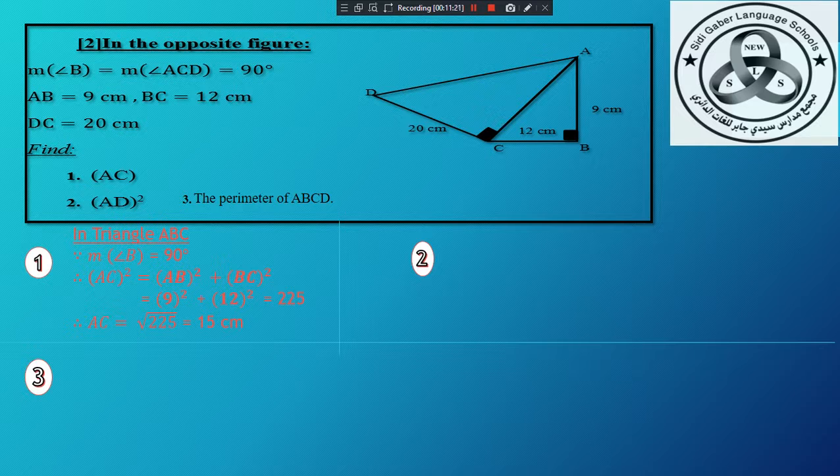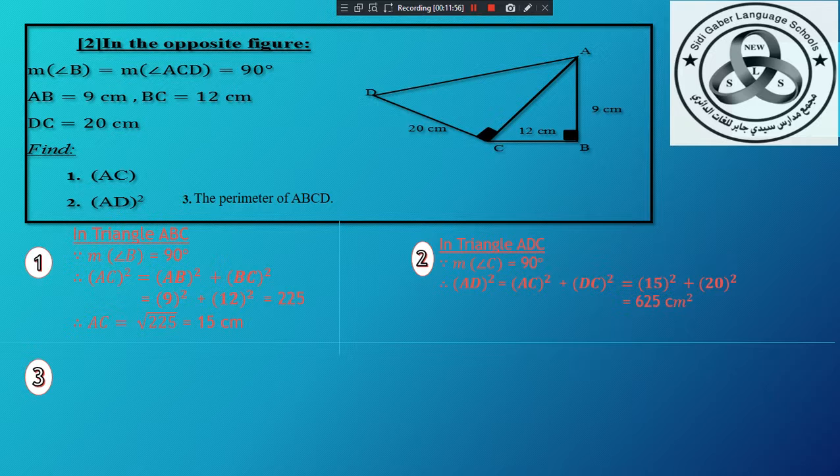You get it? Okay. Go to the next required. He asked me to get AD power 2. AD power 2 lies in the triangle ACD, and its name is the hypotenuse of the triangle. So we can start the same way. Since measure of angle C equals 90, therefore AD power 2 equals AC power 2 plus DC power 2 equals 15 power 2 plus 20 power 2 equals 625.